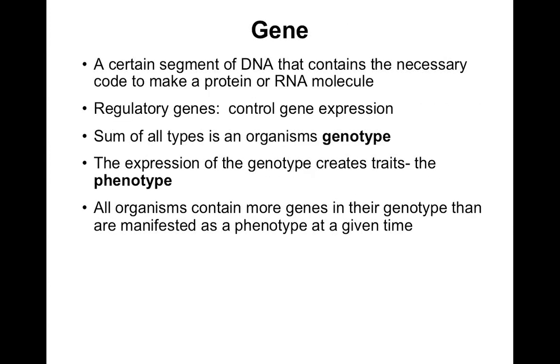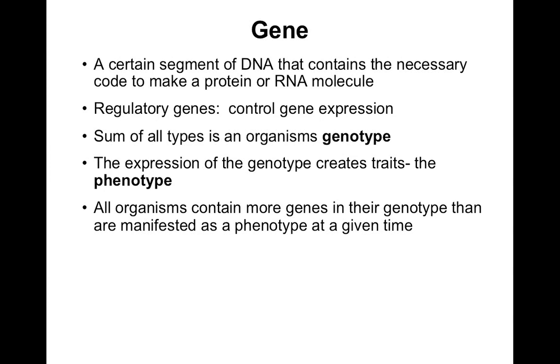So a gene is a certain segment of DNA that contains the necessary code to make a protein or RNA molecule. This is the bit that actually gets transcribed and translated into a protein. There are regulatory genes, which control gene expression, and usually they're in front of a series of genes that they control. And the sum of all genes in an organism is called the genotype. So if you take all of the genes that are either turned on or turned off throughout a cell's life, that would compile the genotype. The expression of these genotypes creates traits, and these are the phenotypes.